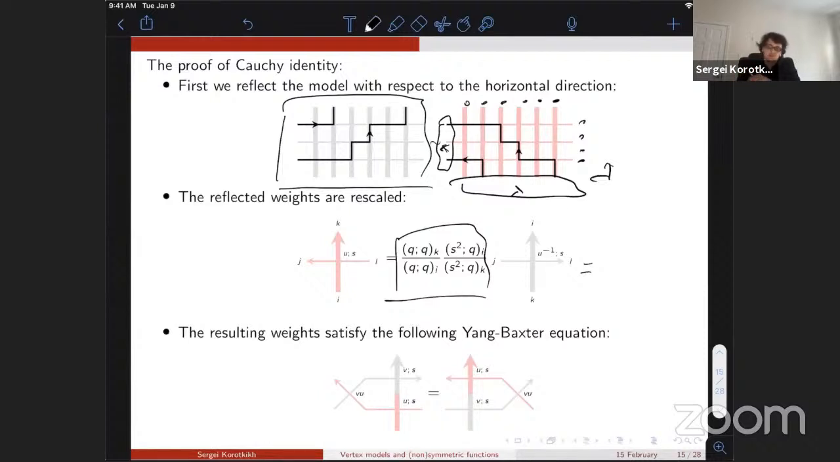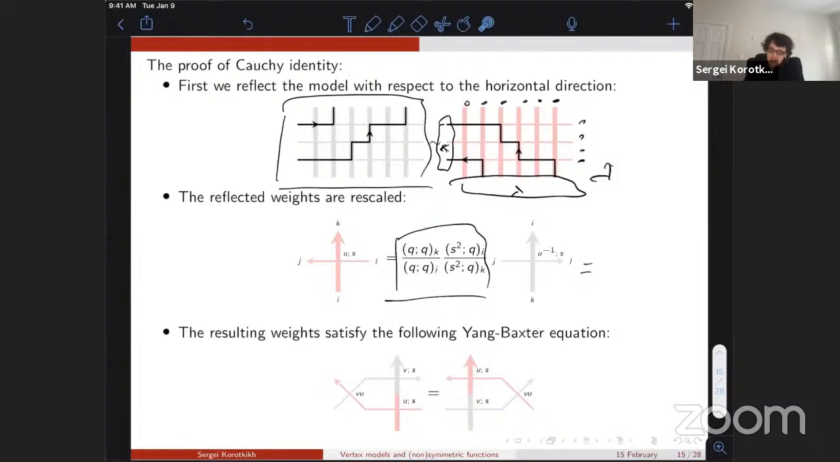And this constant will appear when you try to change this basis and compare the vertices you want with the original vertices. So basically, though I'm trying to distinguish these reflected weights and the original weights, essentially these are the same weights, but written in a different way. So that's some sort of an answer. And that's why this Yang-Baxter equation holds, and it will just follow similarly after some rescaling from the initial Yang-Baxter equation for this model.